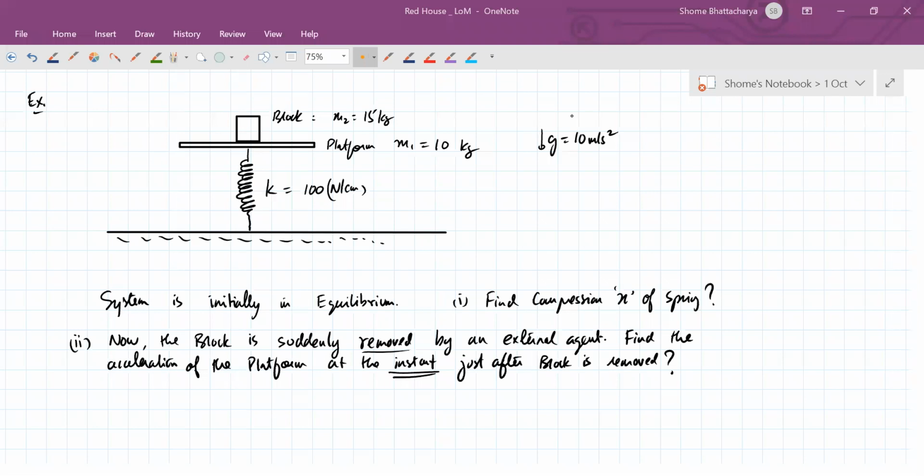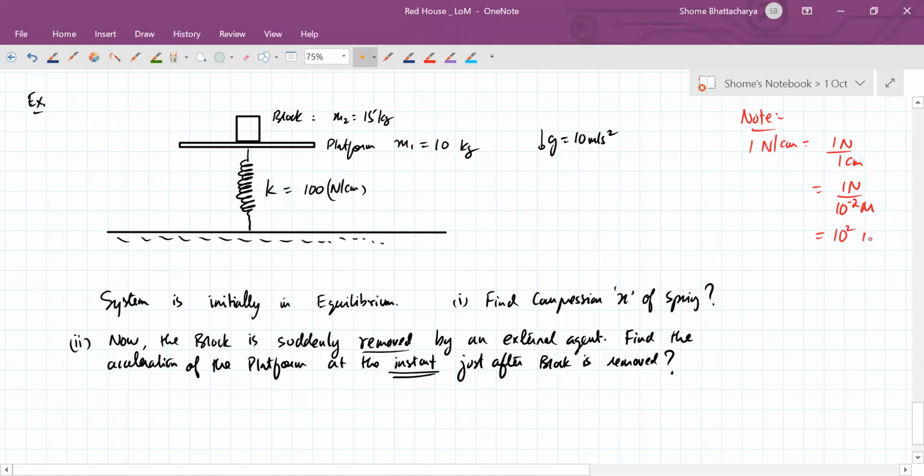Yes, you can do that. You can convert the spring constant from newton per centimeter to newton per meter, though it's not necessary because you can give the answer in centimeters also. For the conversion, you should note that 1 newton per centimeter is 1 newton divided by 1 centimeter. So it is 1 newton divided by 10 raised to the power minus 2 meters. So it is 10 raised to the power 2 newtons per meter. So 1 newton per centimeter, if you ever want to convert it, is 100 newtons per meter. That is the conversion factor.